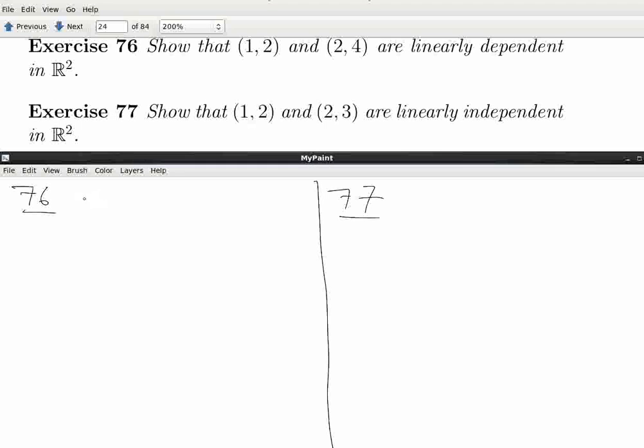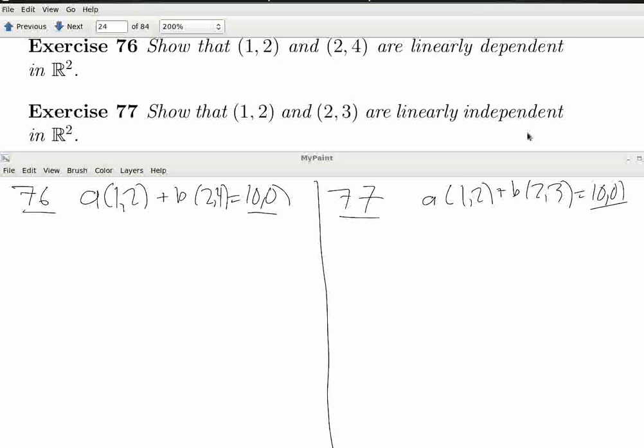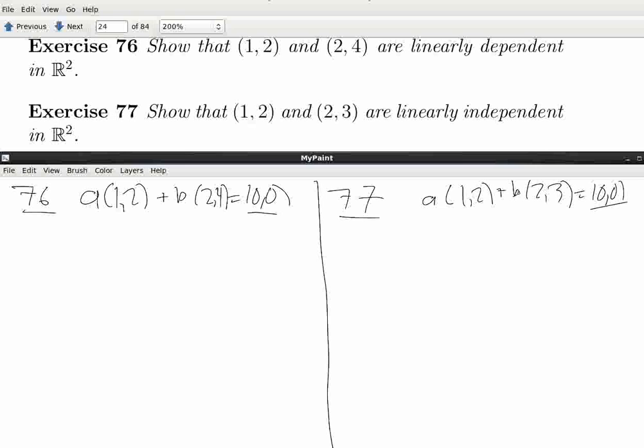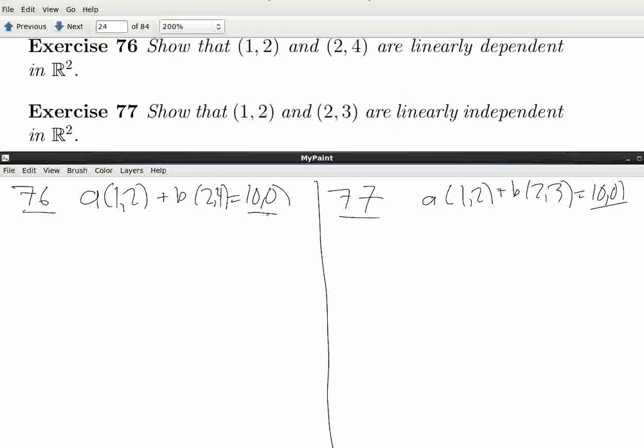But it comes down to, let's suppose that we have coefficients such that this is true. And same thing, we're going to do the same thing over here. So 0, 0 is always over here, and you always have coefficients. To show it's linearly independent, we're going to have to show that A and B have to be 0. There's no other choice. For here, to show they're linearly dependent, we're just going to show that some pair exists.